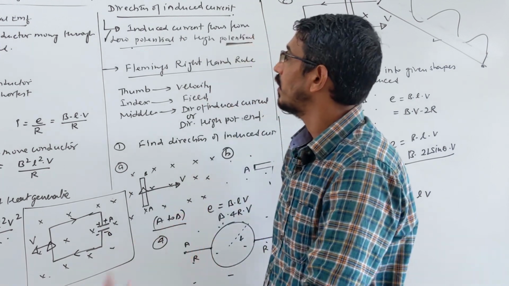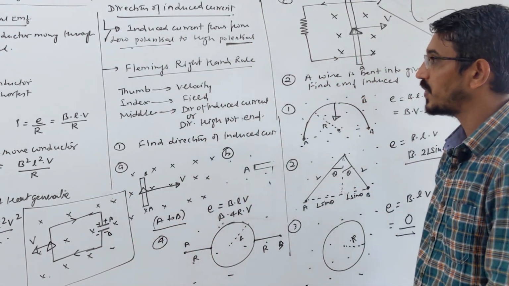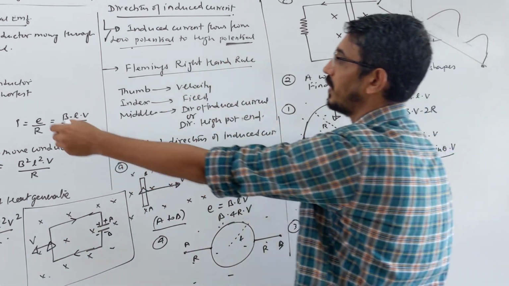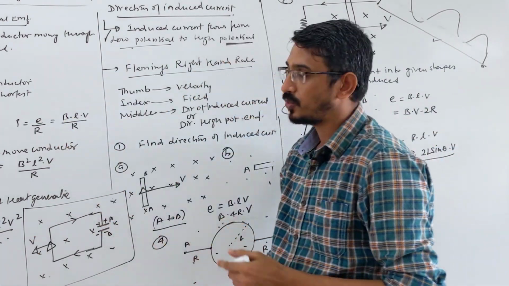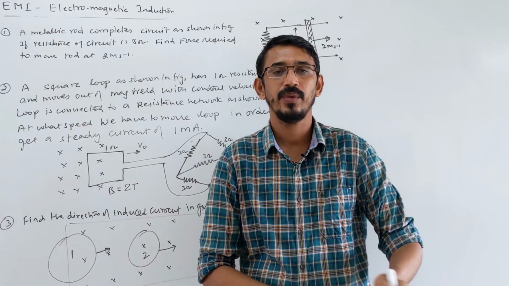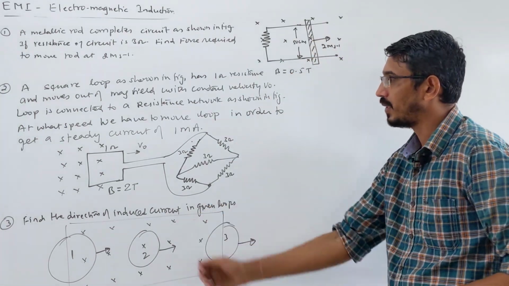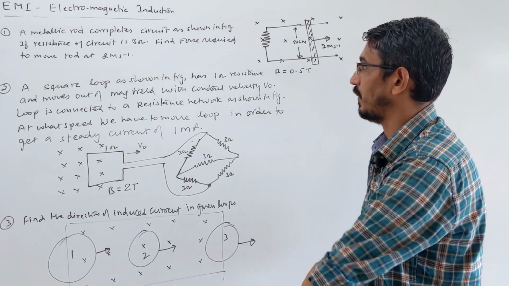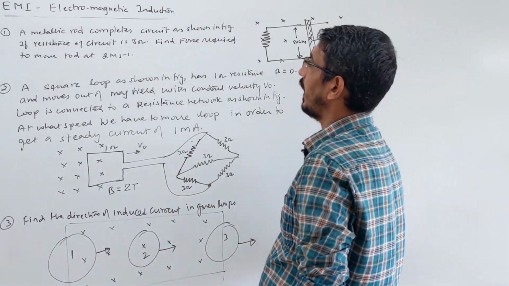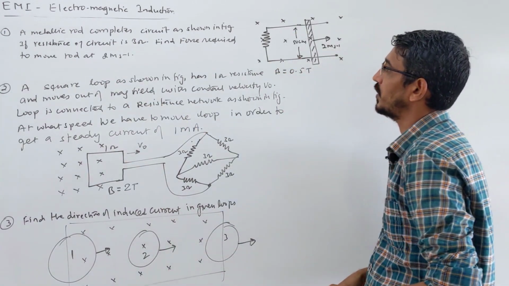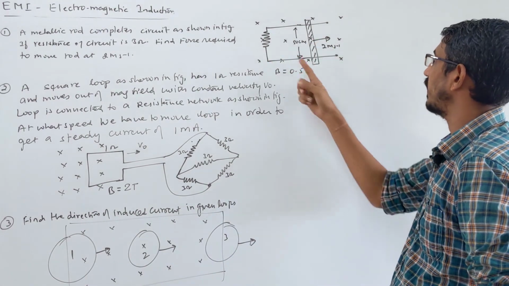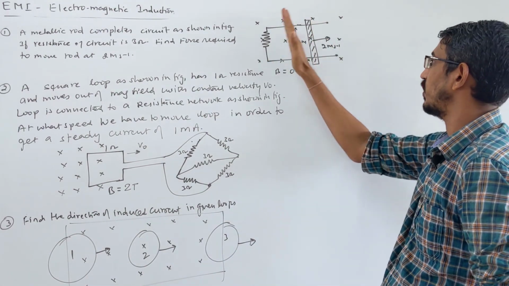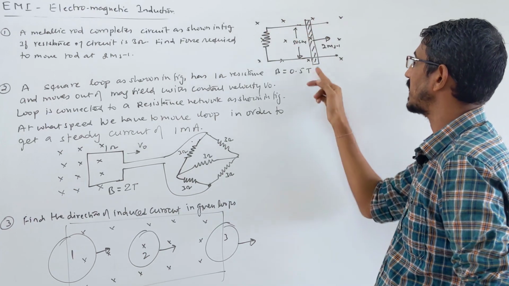Okay, apart from that, we have pure numericals based on the four formulas that we discussed. I will write those questions now. Let's see some questions based on induced EMF due to the motion of a conductor inside a magnetic field. Look at the first problem. A metallic rod completes a circuit as shown in the figure. There is a wire given and a metallic rod is placed over it, which slides over these two wires, so it makes a complete circuit.